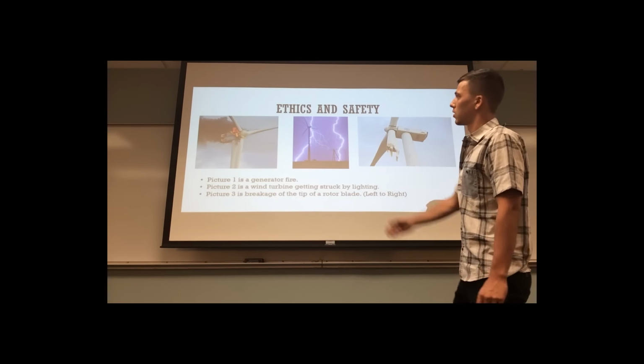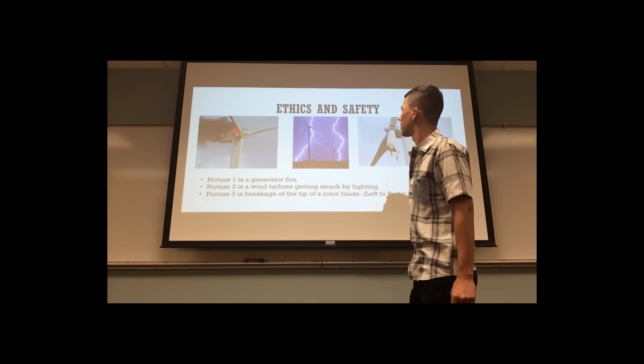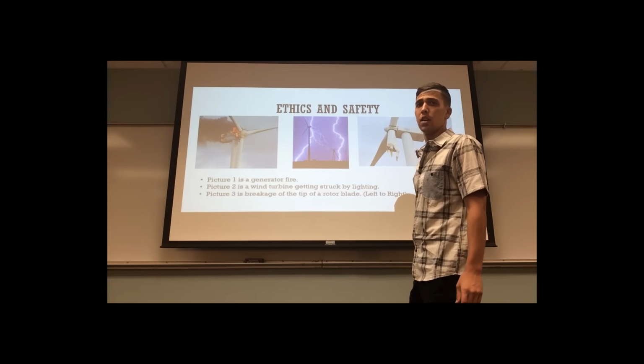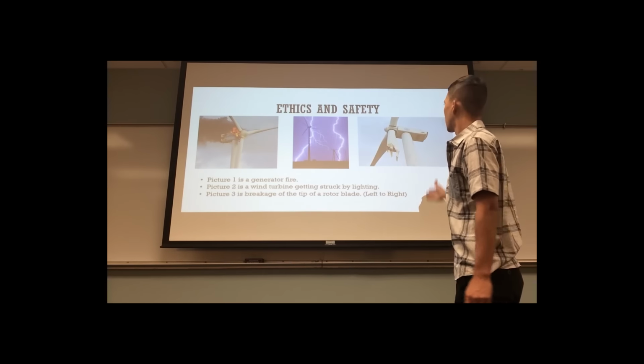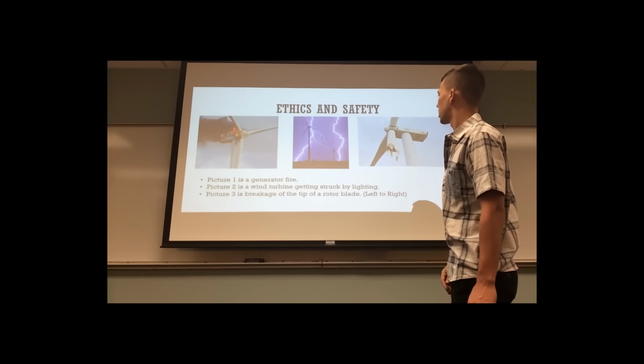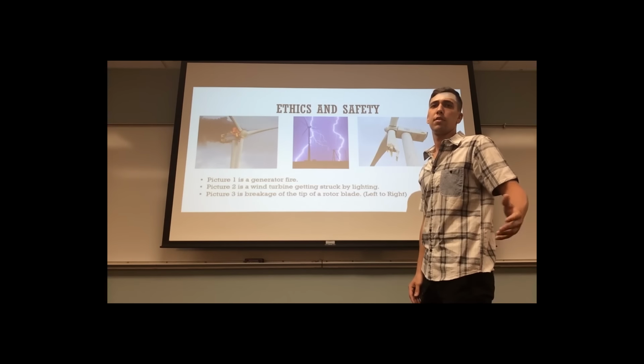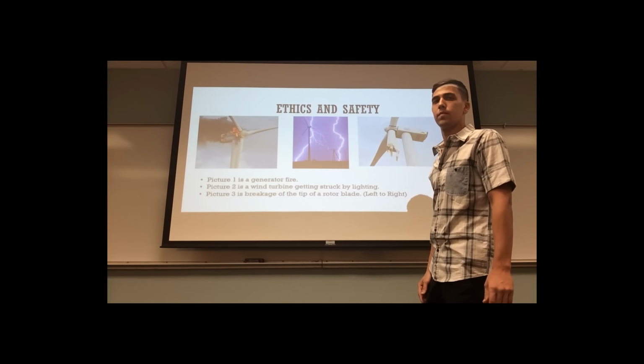Ethics and safety. This first picture is a generator fire. Then these are wind turbines struck by lightning, which can also cause a fire in some cases. This picture is the breakage of the tip of a rotor blade. That's really dangerous because the blade can break off and fly out and hurt somebody.